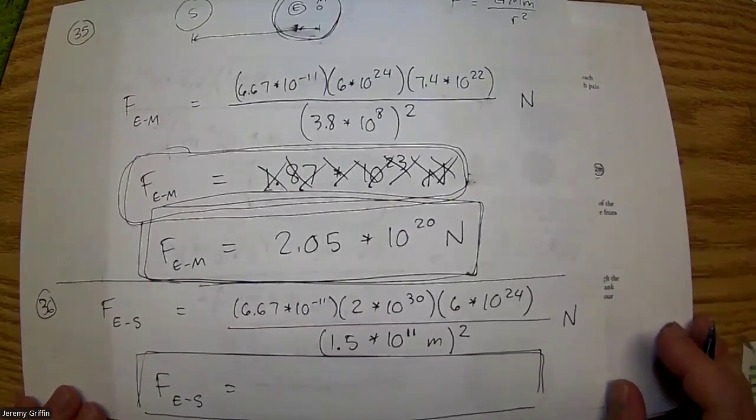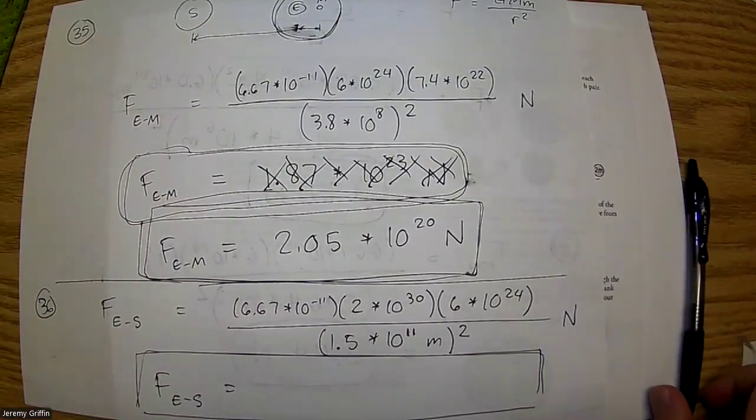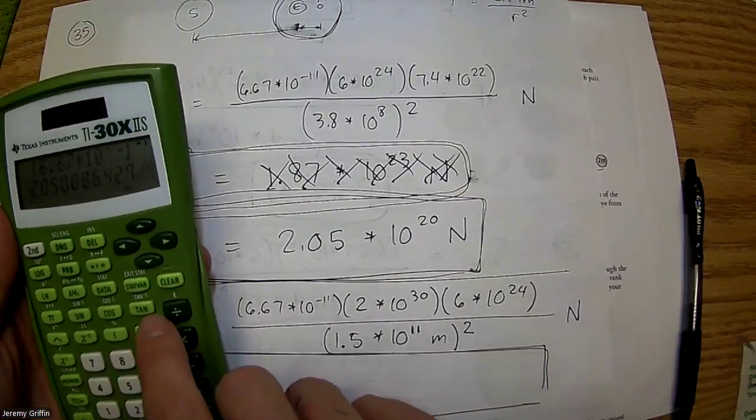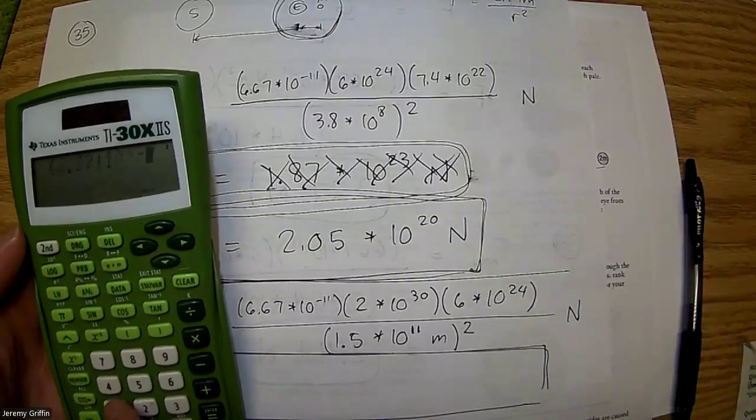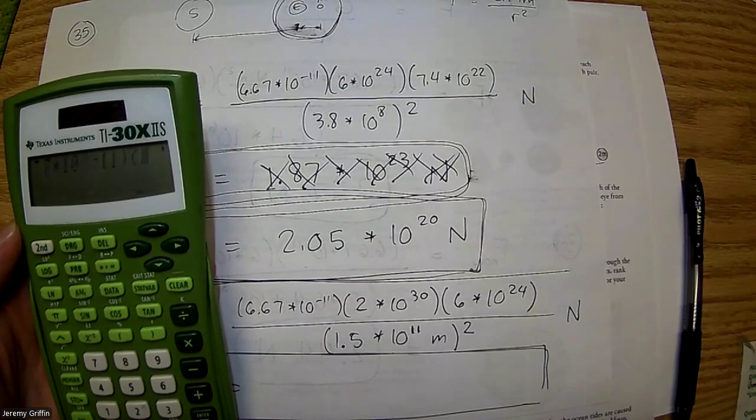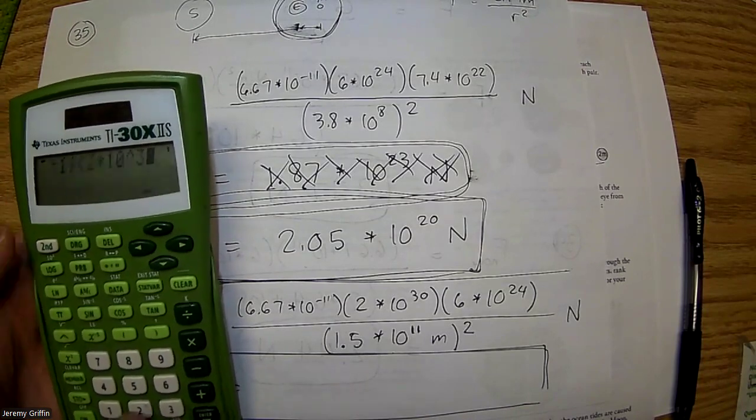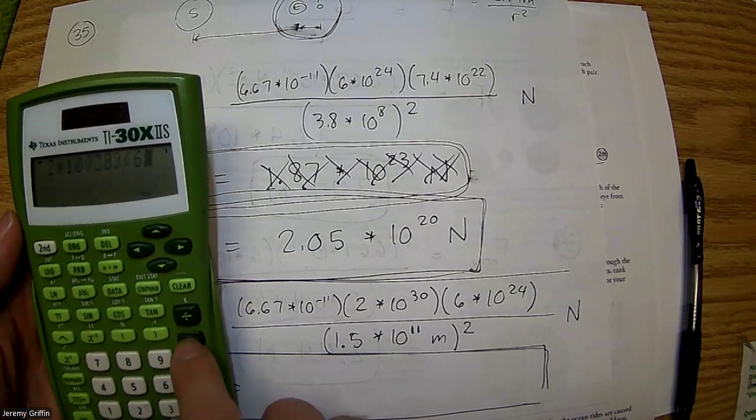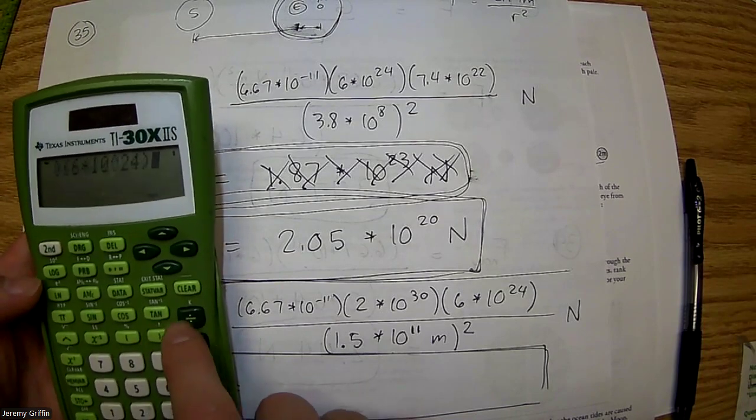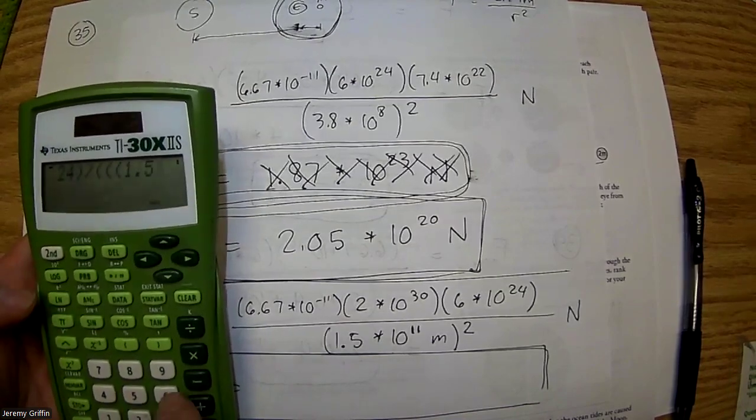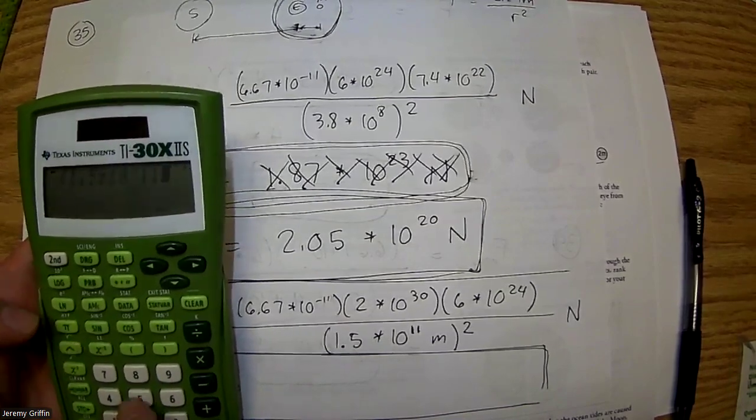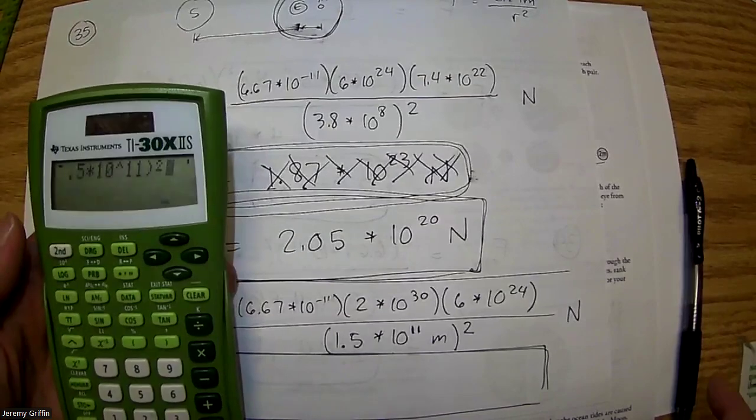You guys calculate it. I'll calculate it, make sure I don't do a typo again. 6.67 times 10 to the negative 11, times 2 times 10 to the 30, times 6 times 10 to the 24, then divide by, in parentheses, 1.5 times 10 to the 11, and then close parentheses, square that.